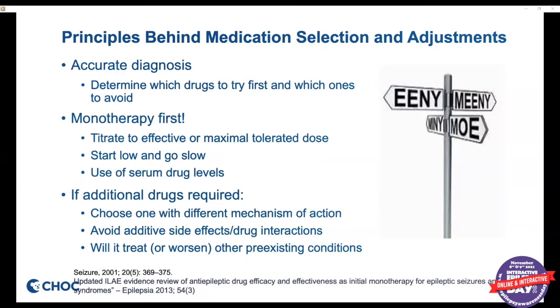They might consider whether the new medication will interact with any of the existing medicines. Lastly, a medication may be chosen based on other pre-existing conditions a patient has, and whether the AED may improve or worsen the other condition.